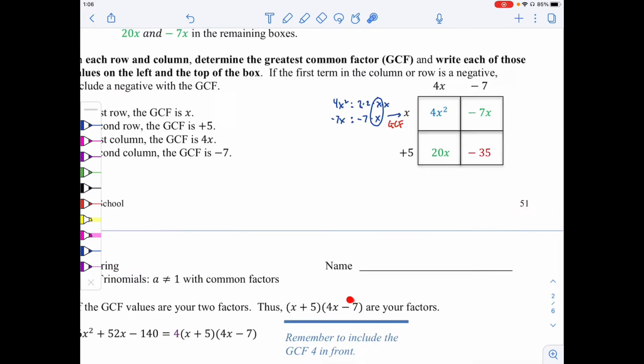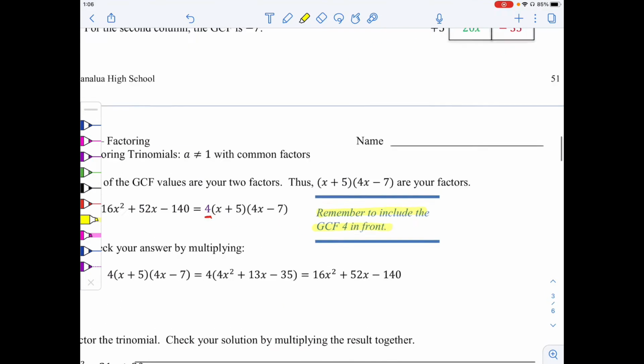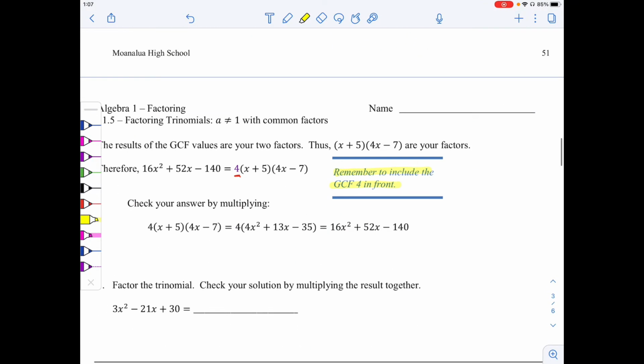And then remember, we had that 4 in the front. So we remember this 4. Remember to put the 4 in the front. And that's our answer right there. And we can always check by multiplying.